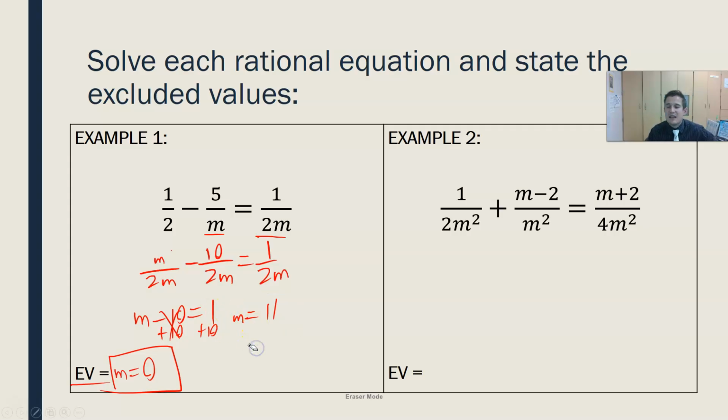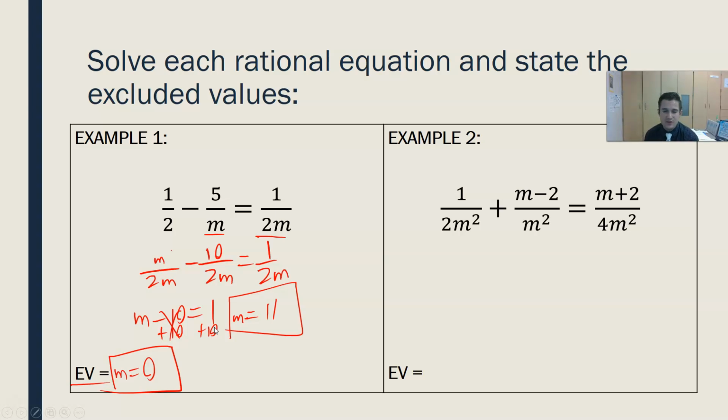I don't have any extraneous solutions because I didn't get m equals 0 as a possible solution anyways. So the solution m equals 11 is perfectly fine. I'm keeping all my math rules by having a solution of m equals 11, and I'm good. Okay, so that's the first problem.